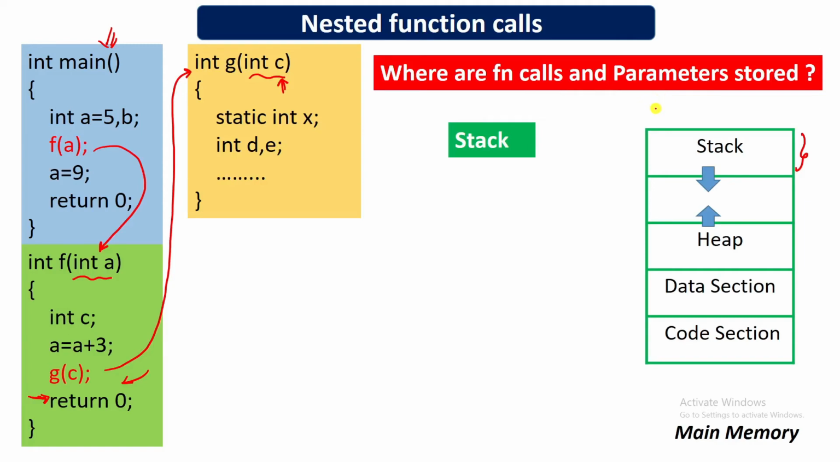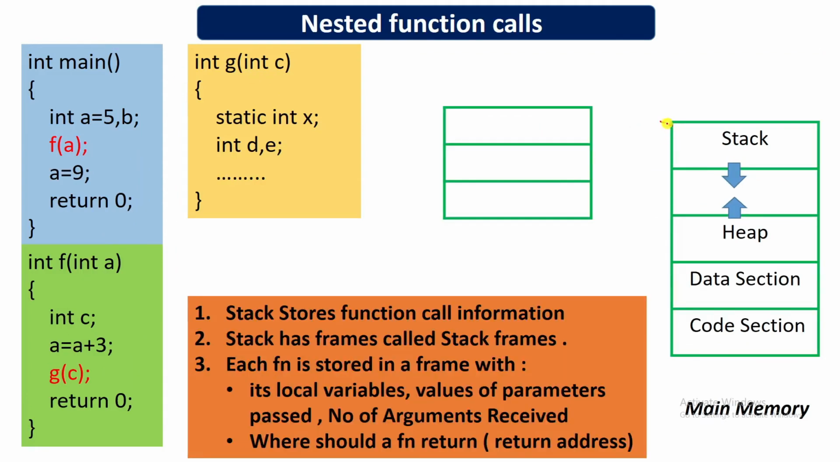And what is that other information? Basically, I can enlarge it. Let's say this is the enlarged part of the stack. Basically, the stack stores the function call information, or the information related to function calls. These various small parts are called the stack frames, or you can say the frames. Inside each frame, various information related to your function calls is stored.